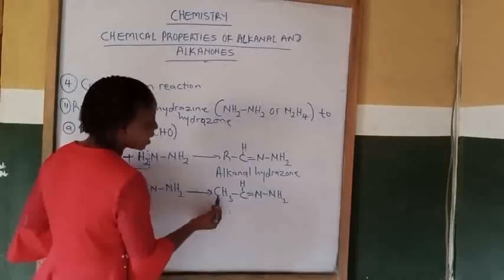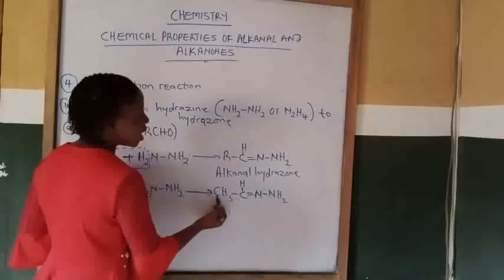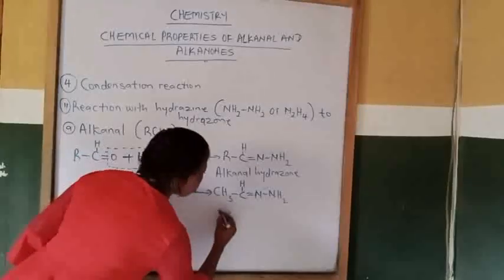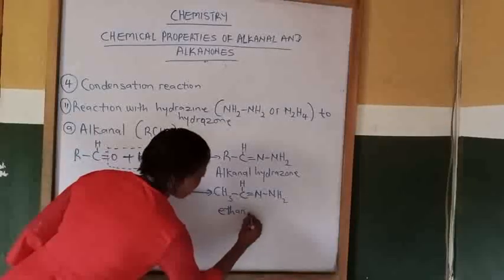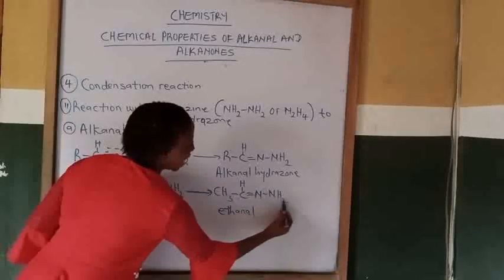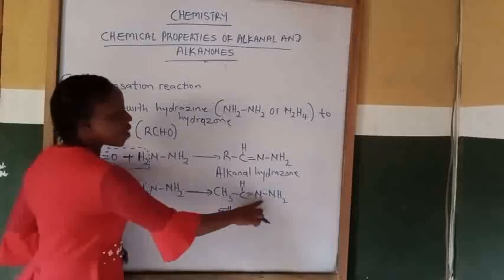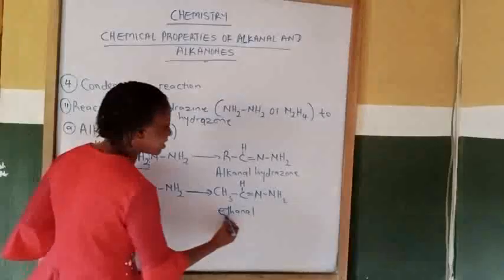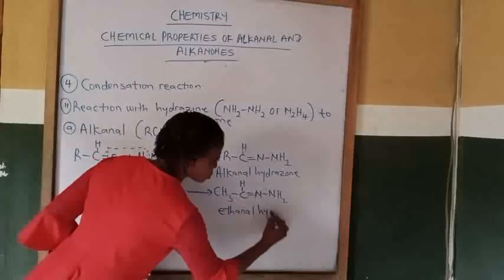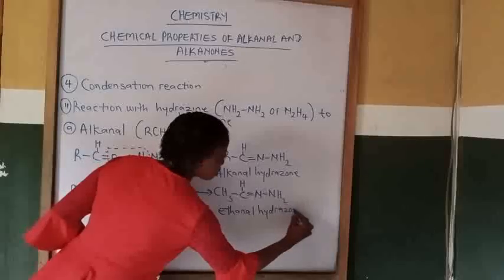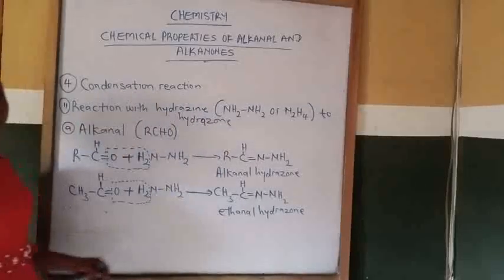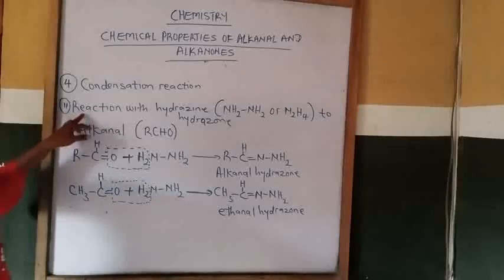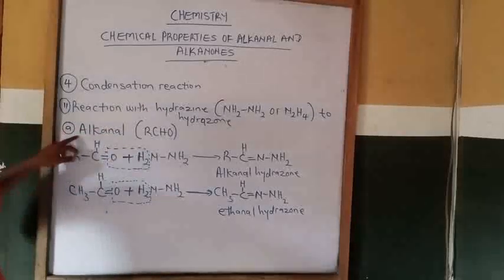An alkanal with two carbon atoms is called ethanal. So we call it ethanal. Then this is a hydrazone, because there is loss of a hydrogen atom from the molecular formula of hydrazine. So we call it ethanal hydrazone.